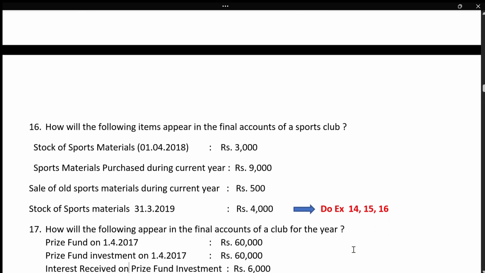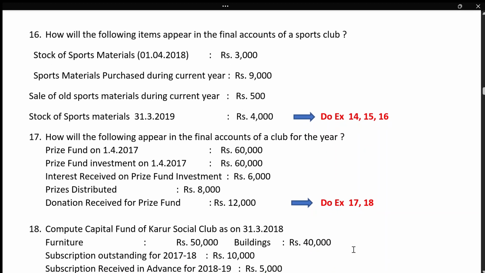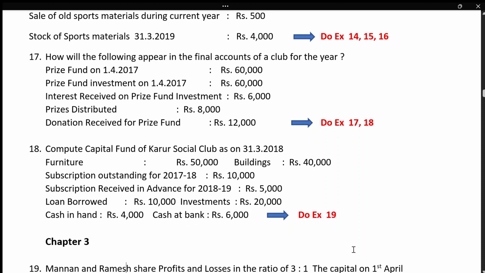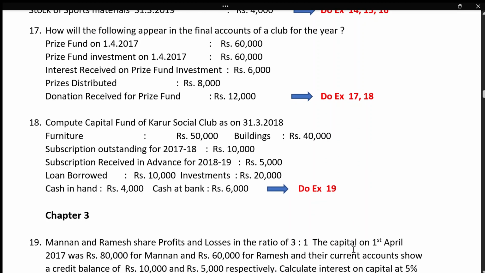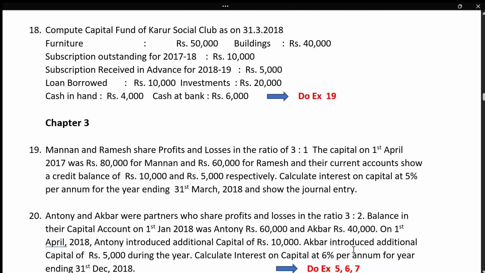Now next is sports material, consumable items. How to show the consumable items in the final accounts. And prize fund, you have to show how it will appear in the final accounts. And compute capital fund: you have to prepare the opening balance sheet and find the capital fund. Next, chapter 3, interest on capital calculation and journal entry.